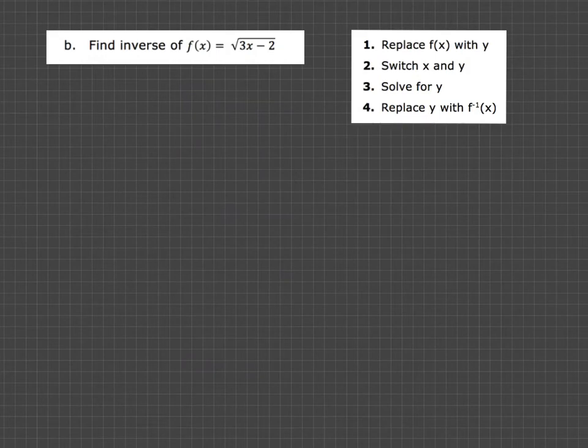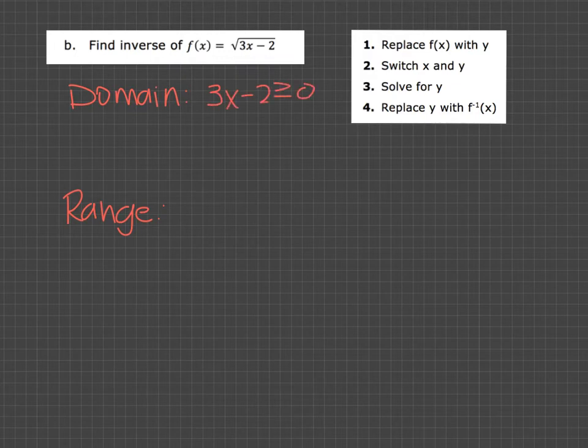All right, here's another one. Find the inverse of f of x equals square root of 3x minus 2. For the square root function, we want to identify the domain and also the range. To find the domain, because we have a square root, we want that thing underneath, 3x minus 2, to be greater than or equal to 0. So we solve that for x, and we end up with x greater than or equal to 2/3. So in interval notation, we're going to have 2/3 with brackets to positive infinity.